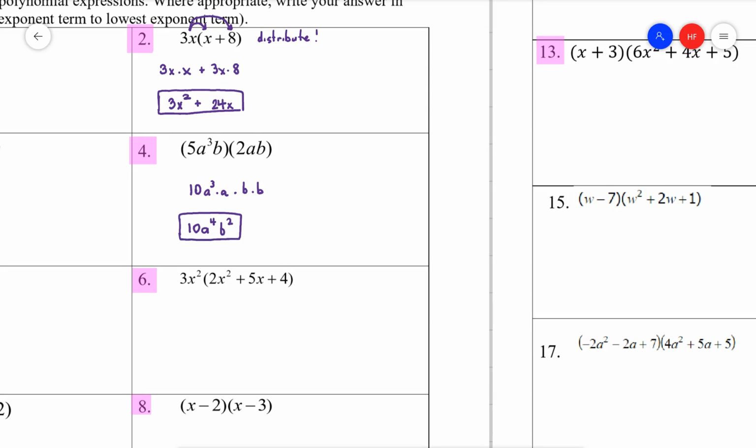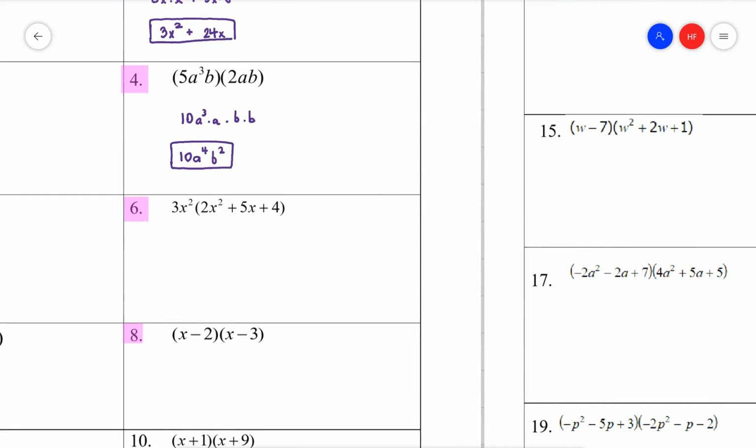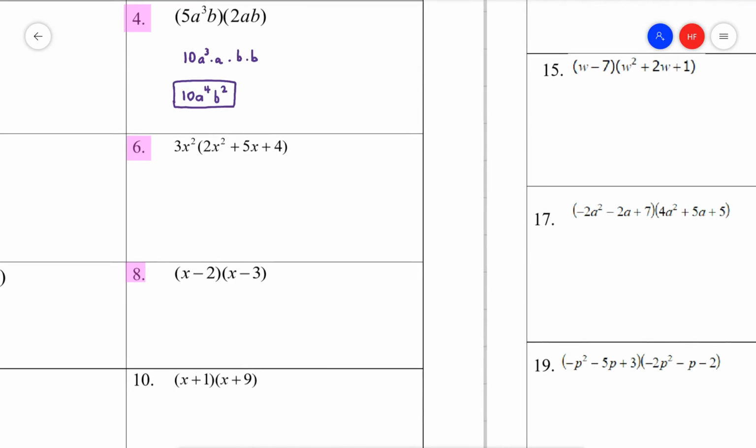So like always, we make sure that we keep our variables as they are. Just make sure that we're changing those powers as we go, if we have to.